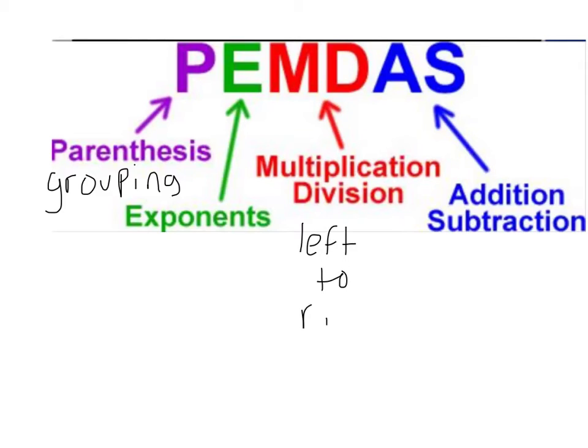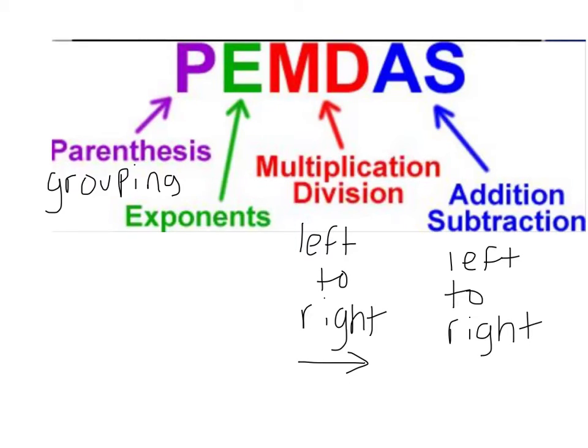So multiplication and division actually happen at the same time. We're just going to do it from left to right. Same thing with addition and subtraction. It's going to happen from left to right at the same time. So if subtraction comes first in your expression, we actually want to do the subtraction first versus the addition.